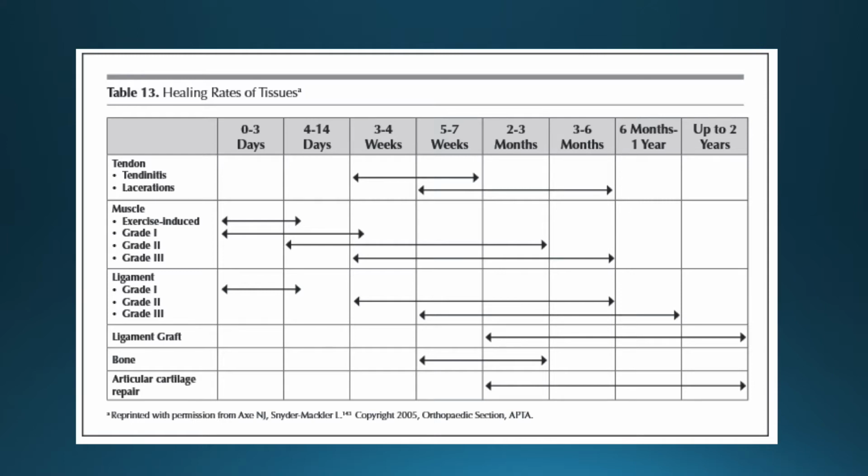It shows muscle healing after something that's exercise induced, obviously responds within several days. And then you can see the difference there between grade 1, 2, and 3 strains. Same thing with the different grades of ligament involvement. The ligament grafts then are at the far right end with the articular cartilage repairs, and the bone somewhere there in the middle then with the rate of bone.